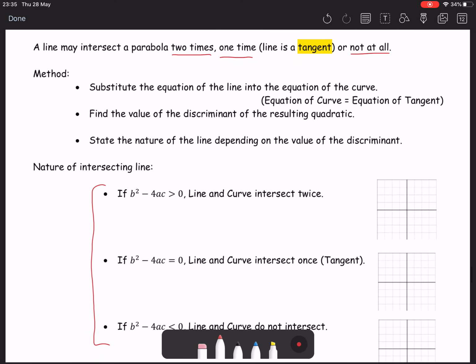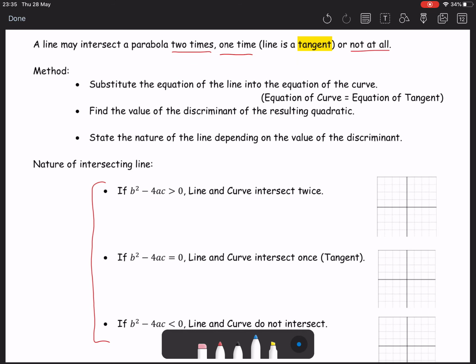Okay, first of all, our method. The very first thing we're going to do is substitute the equation of the line into the equation of the curve. So at a particular point we're investigating when the equation of the curve is equal to the equation of the line. So the straight line will be some sort of y equals mx plus c, and the curve will be some sort of quadratic, x squared plus or minus an x term plus or minus a constant term. So 2 y's, and we're going to investigate what happens when they are equal to each other. So that first stage is y equals y.